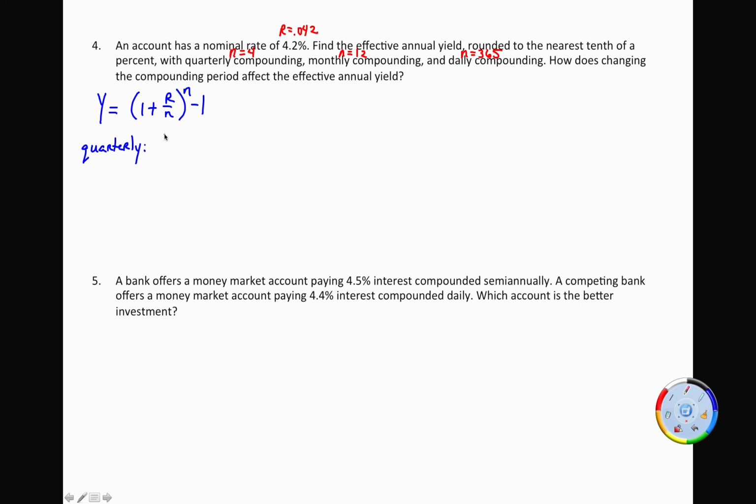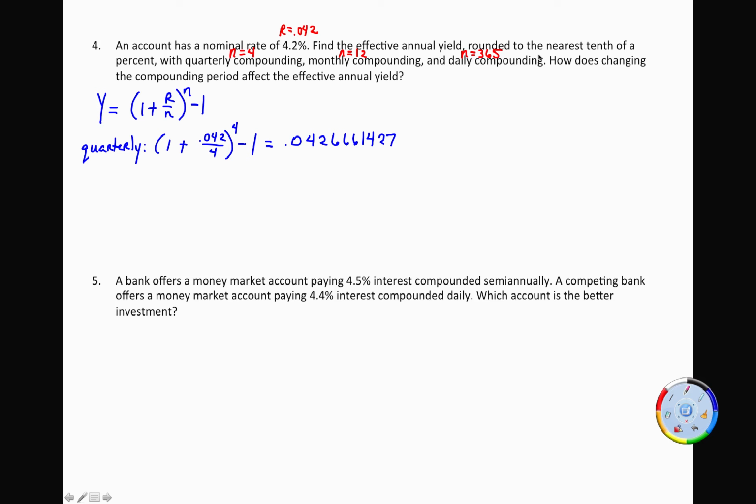So on quarterly, I have 1 plus 0.042 over 4 to the 4 minus 1. So let's plug that into our calculators. 1 plus 0.042 divided by 4 to the 4th power minus 1. And we get 0.0426661427.